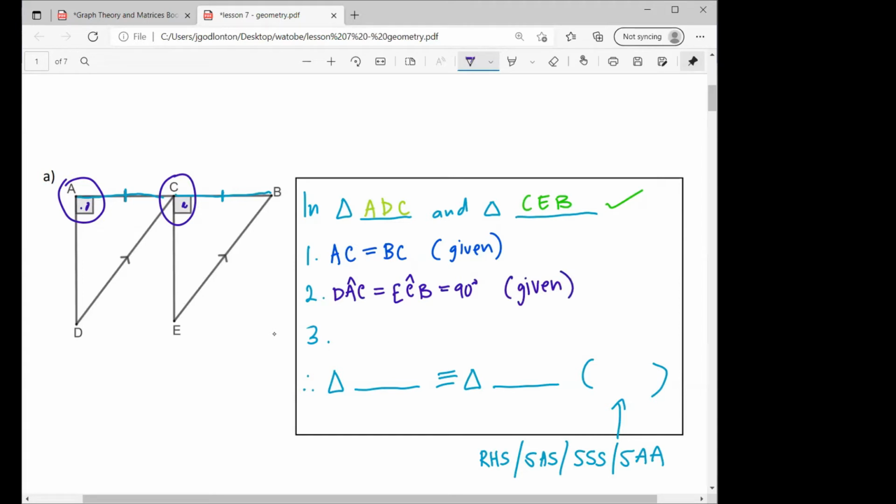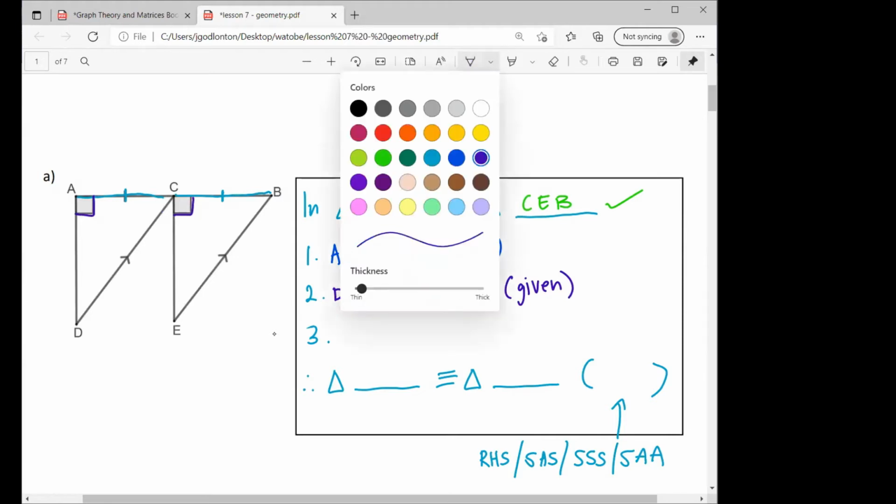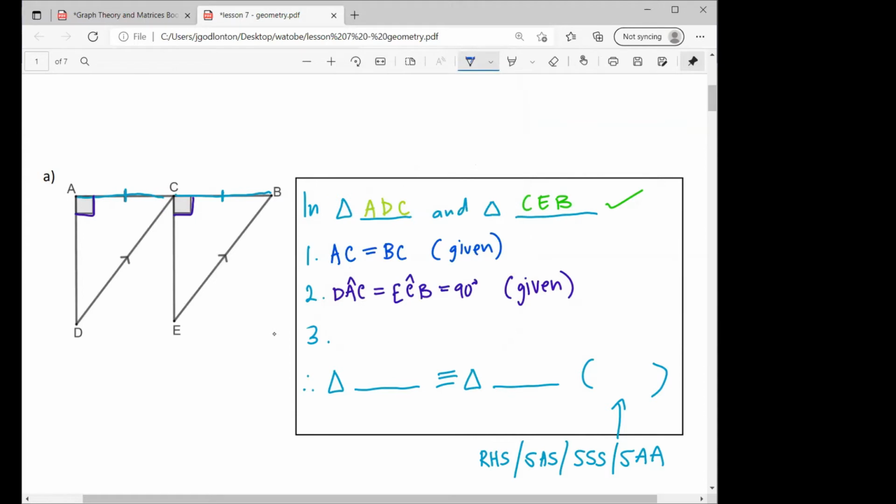So those are our two easy things that were given to us. The first thing that was given was that AC is equal to BC. And the second thing that was given to us was that that angle is equal to that angle. So those are our two given things. Now we have to start playing around to find our own.